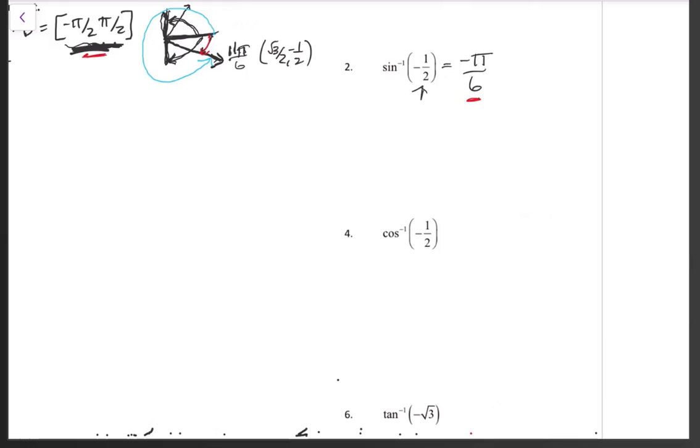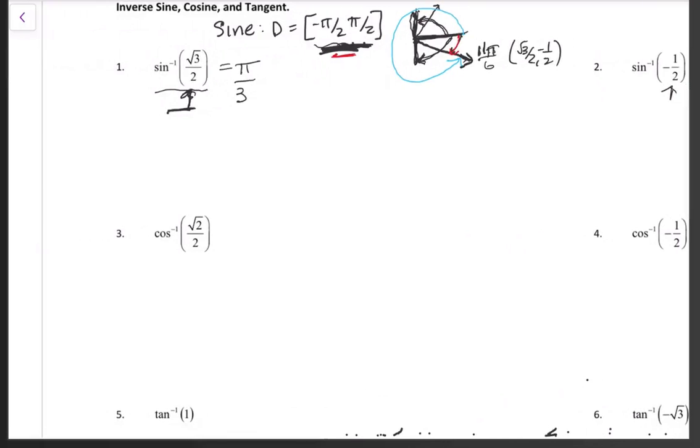Now if we go and talk about cosine, cosine's restriction on domain is a little bit different. Cosine has a restriction on the domain of 0 to pi. And that's all based on what the graph of the cosine function looks like. We want to restrict it so that we get all positive and negative values of cosine and still have a portion of that graph that passes the horizontal line test.